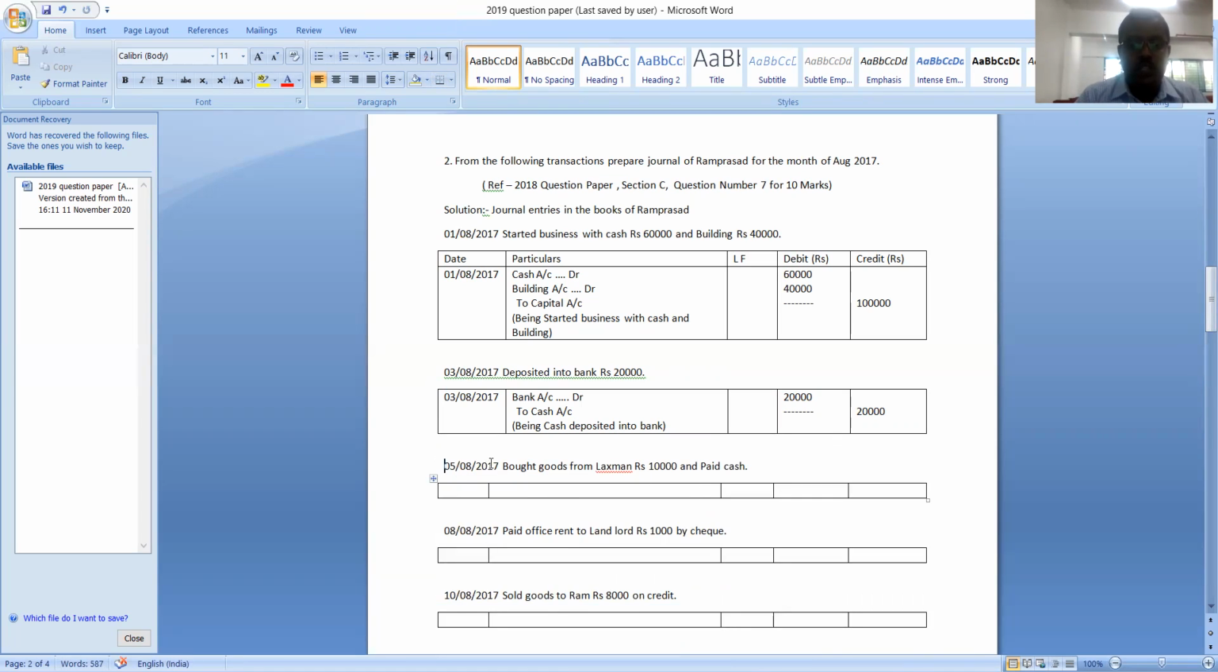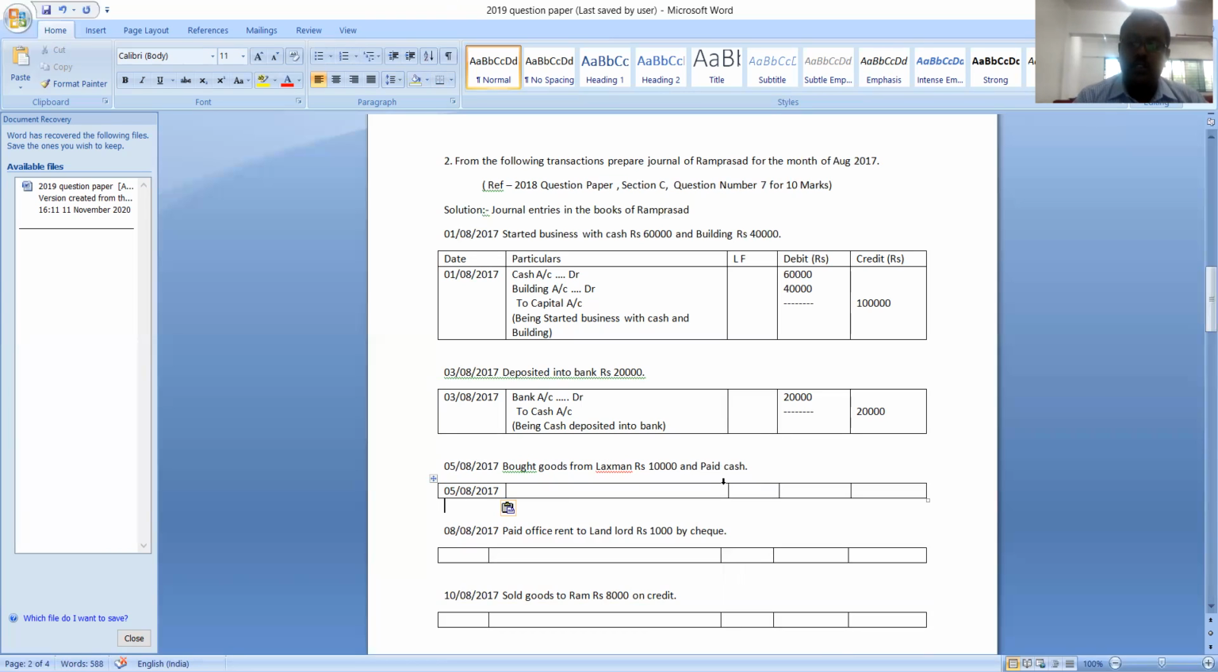Let us move to the third transaction. It is dated 5th of August 2017. The transaction is: bought goods from Lakshman rupees 10,000 and paid cash. I was telling you people about the difference between cash transaction and credit transaction.